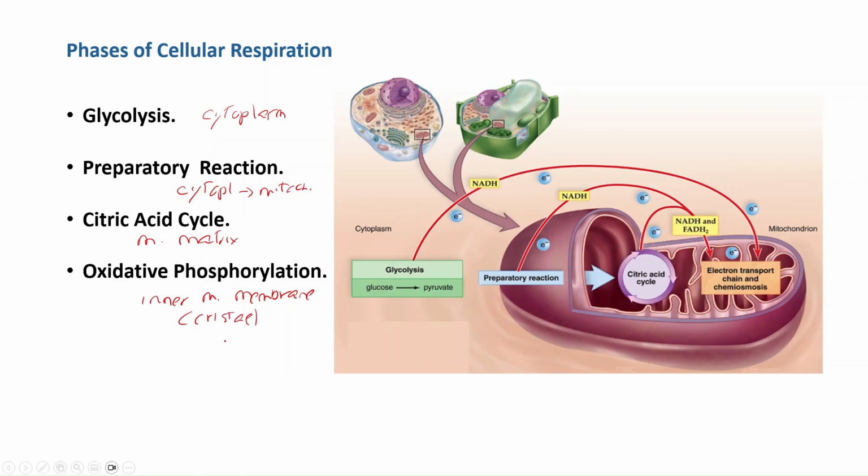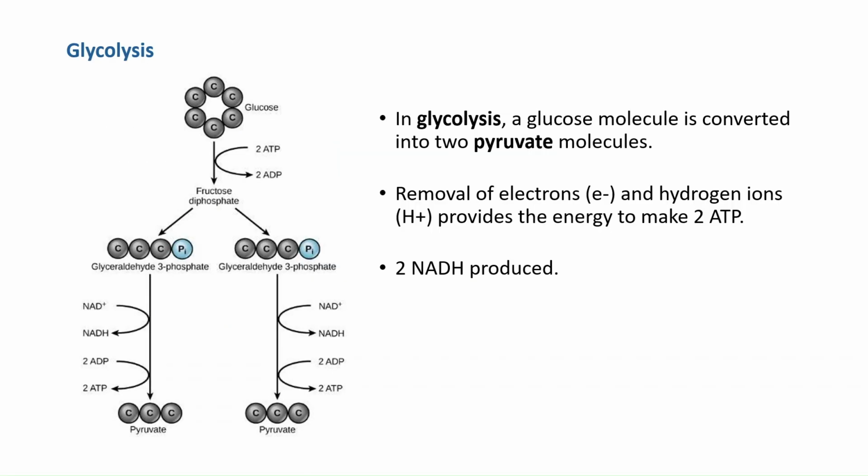Like I said, some books will consider the prep reaction and the citric acid cycle part of the same, because they take place in different locations and they have different purposes. I agree with 4. But obviously you want to say whatever your book says when you're taking an exam. So the first step is glycolysis, and we said this takes place in the cytoplasm. Something that's important, because we'll come back later on, it does not require any oxygen.